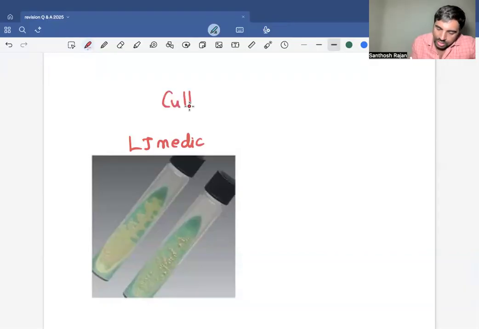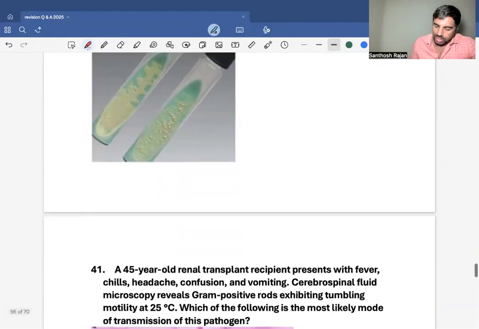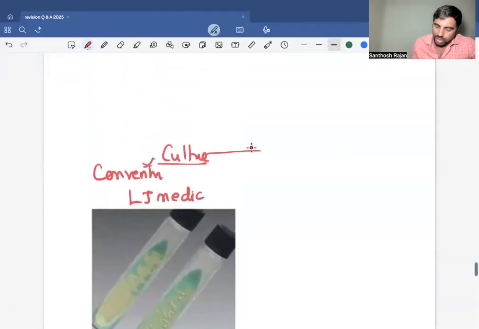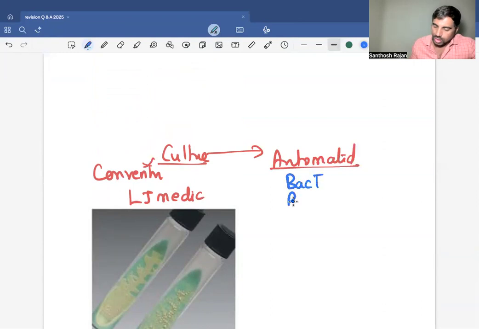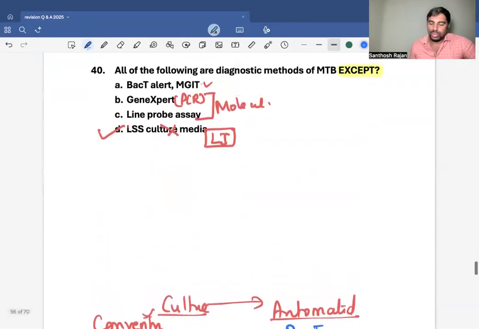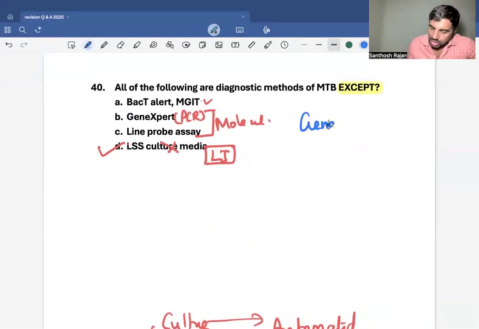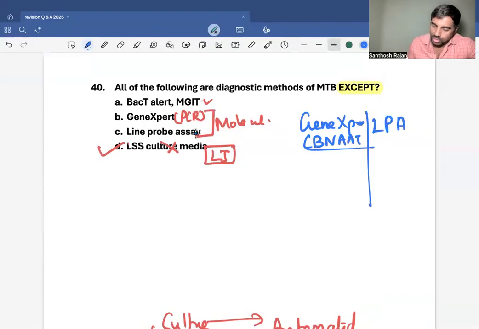Conventional culture. When you talk about culture, this is the conventional culture media. But of course, we have automated. When you talk about automated, now everything is automated. So in automated only, you're talking about this BACTEC, BacT/Alert and MGIT. These things, these are automated. LJ media, that's all. Okay. And other molecular, you know, GeneXpert. One important thing in GeneXpert, we call it CBNAAT. Both are the same. Other one is your line probe assay, LPA.